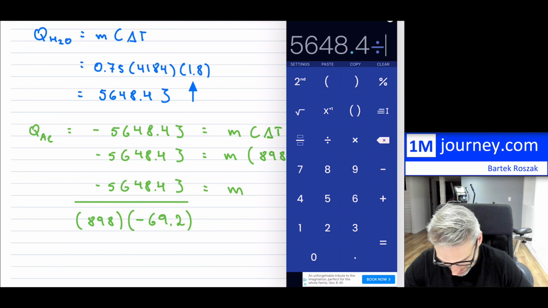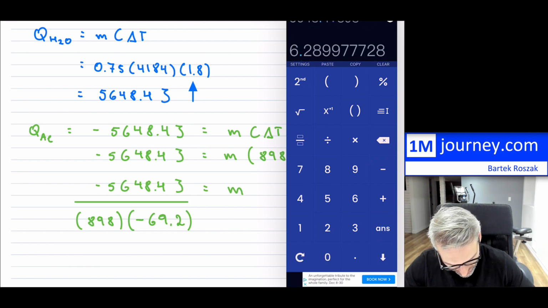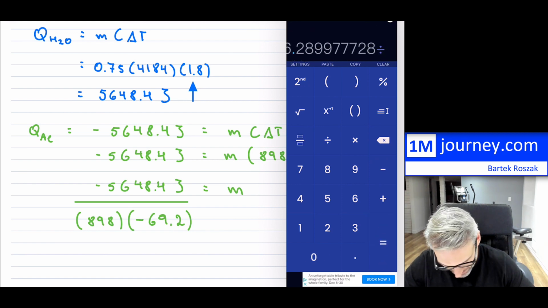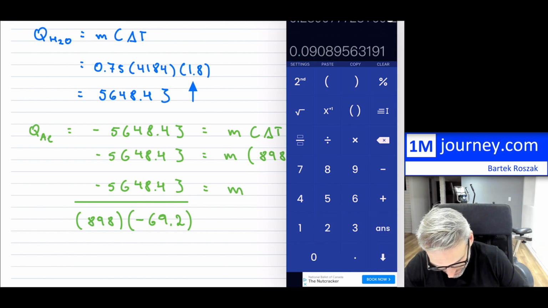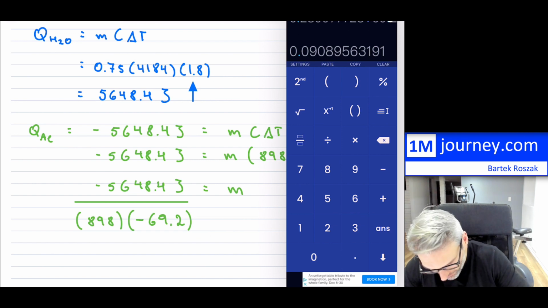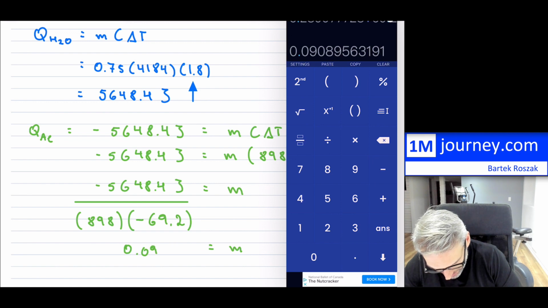48.4 divided by 898, and so that's divided by that, and then divided by 69.2. I should have just put it in brackets. I wouldn't have to do that. So this equals right there the mass, which is 0.09, 0.89, etc.